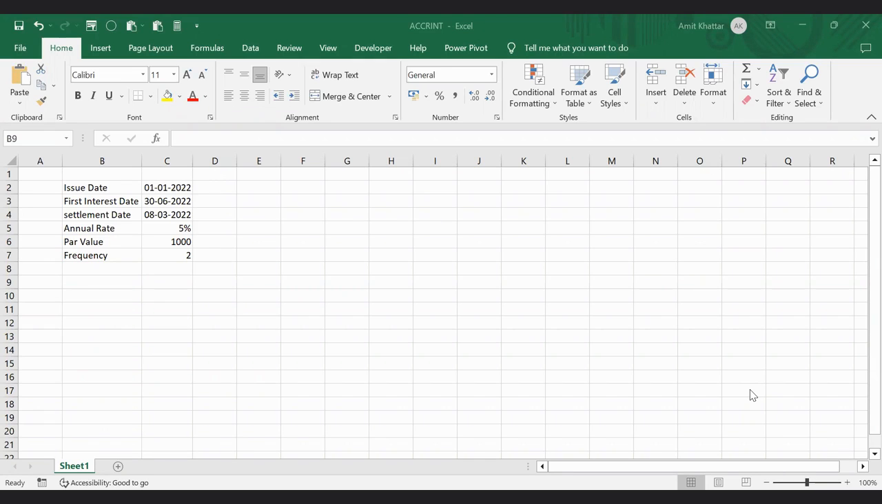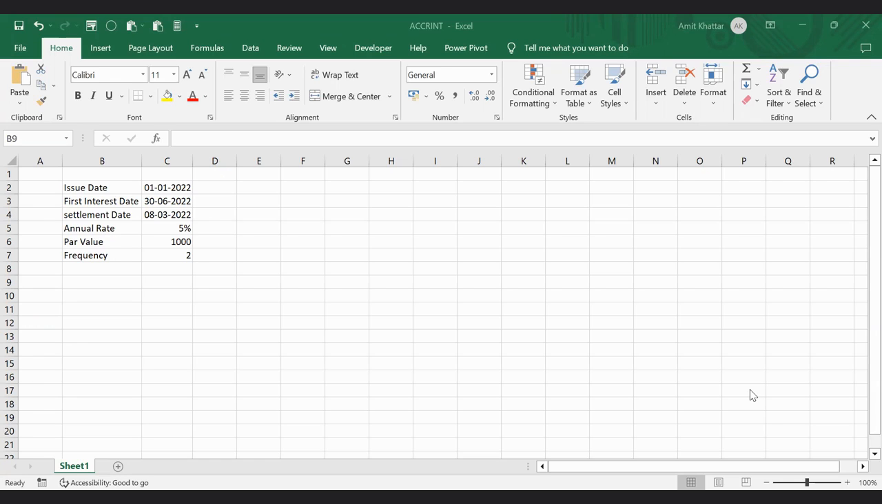So let's say there is an early settlement in case of a bond. In this case, the settlement date is given to be 08/03. Obviously, when there is an early settlement, there is no coupon payout, because the first coupon payment was scheduled for 30th June. So in this case, there is a concept of interest which is being accumulated. This is referred to as accrued interest.